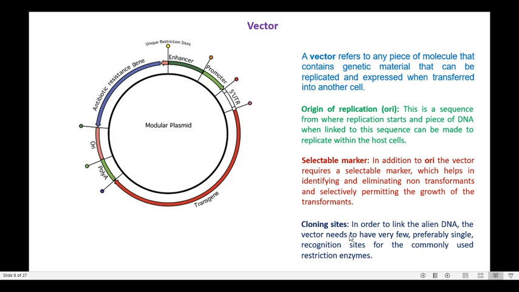Cloning sites are needed in order to link the alien DNA; the vector needs to have very few, preferably single, recognition sites for the commonly used restriction enzymes. Some examples of vectors are plasmid, cosmid, bacteriophage, phagemids, bacterial artificial chromosome, and yeast artificial chromosomes.